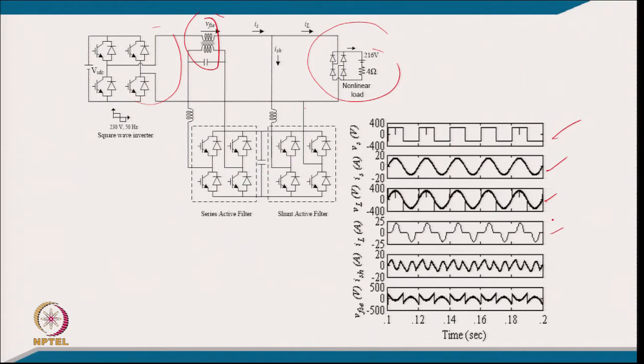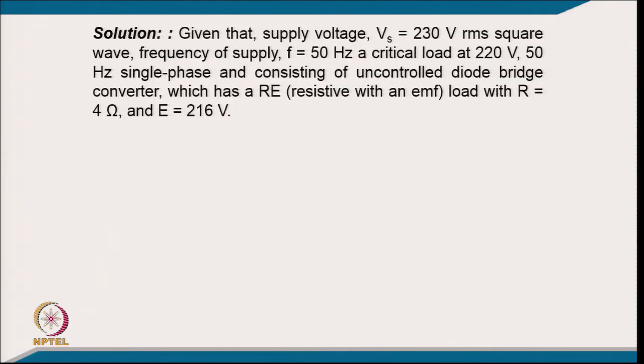These are the typical load currents, which draw current only for a very small duration, when the supply voltage is greater than the battery voltage; then current flows only for a small portion. The difference of this and this is certainly provided by the shunt active filter, which takes care of harmonics and reactive power. And this is the voltage, the difference between your sine wave and the load voltage, that is injected by the series element. So, these are the waveforms of this circuit. Based on this, now we can go to the calculation part of the problem.